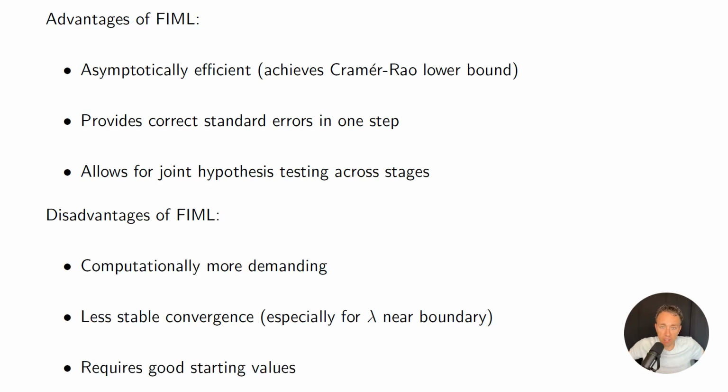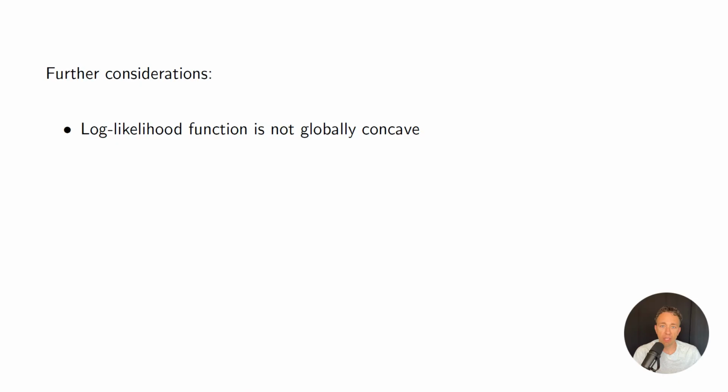What are the disadvantages of this full information maximum likelihood approach? It's computationally more demanding. It may have less stable convergence, especially if you have a boundary value for lambda. So if lambda is very close to 0 or 1, and it requires good starting values. Some other things to just keep in mind when estimating a nested logit model. The log likelihood function is not globally concave, which means that depending on the starting values that you give it, you might get different estimates.